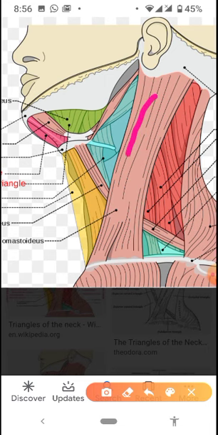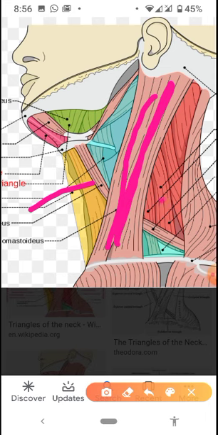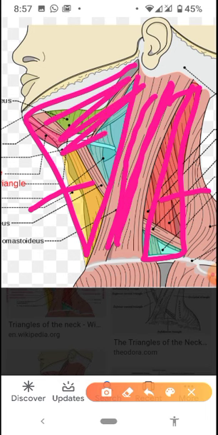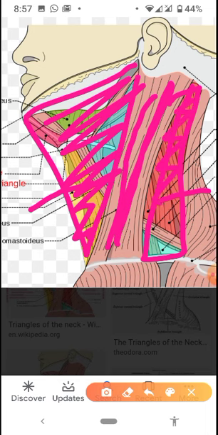This muscle, which is called the sternocleidomastoid muscle, is going to divide the neck into two regions, one anterior and one posterior. Because these are triangular in shape, that's why we call them triangles. Okay, so this is the anterior triangle, and this one is the posterior triangle.